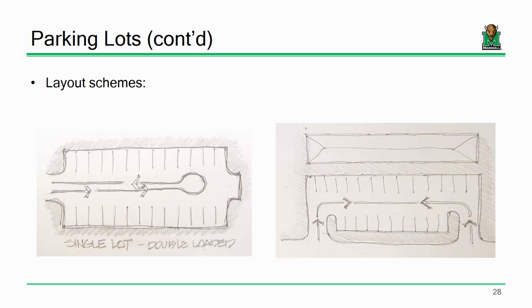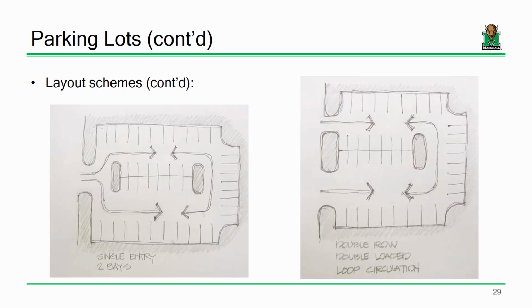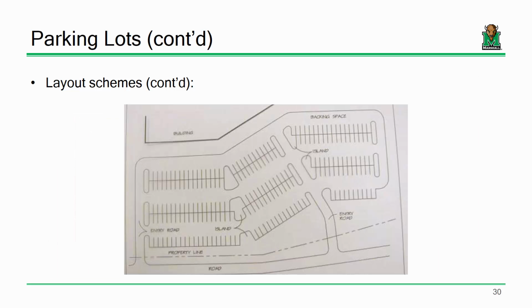All right, here's a lot that's single loaded and you can loop through. Here we have a 2-bay lot. Notice we have the incorporation of green space. Notice the difference between the lot on the left and the lot on the right is that there's 2 entrances here, and there's only 1 entrance there. So you have to loop around. It just depends on what's going on.